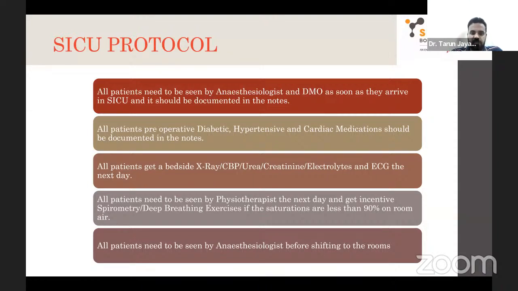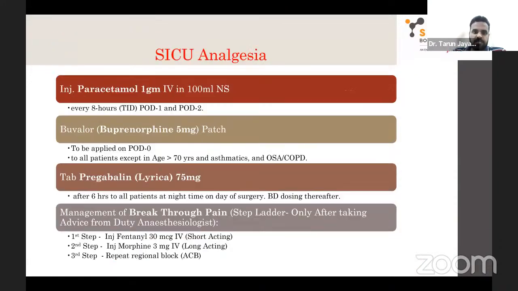All patients are seen by physiotherapists the next day, immediately after surgery, and they are made to walk. They are given spirometry exercises if saturation is less than 90. And before shifting the patient out of the room, all patients are seen by the anesthesiologist.